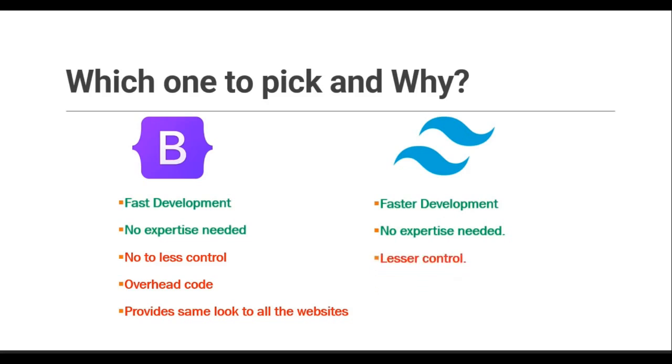Okay, it provides control to a limit because the utility classes are already made. We use them, but we cannot make classes of our own. So it provides less control but not less than Bootstrap. We have more control in Tailwind than Bootstrap because it provides high customization as you have seen in the example. Next up we have overhead code. Obviously there is overhead code but less than Bootstrap. I have mentioned it before in the performance. It just needs a style sheet to run the code.